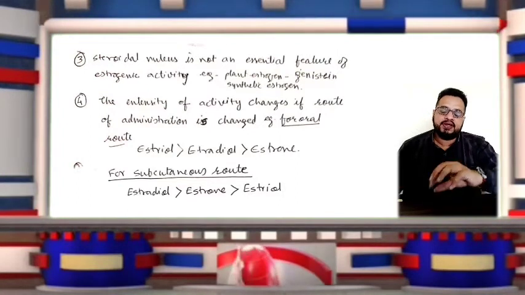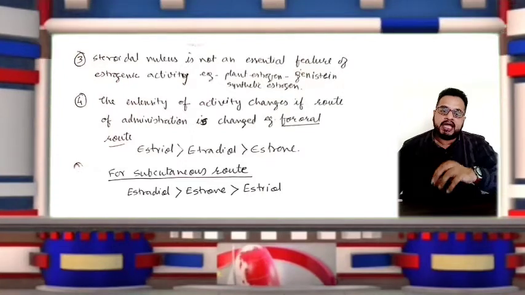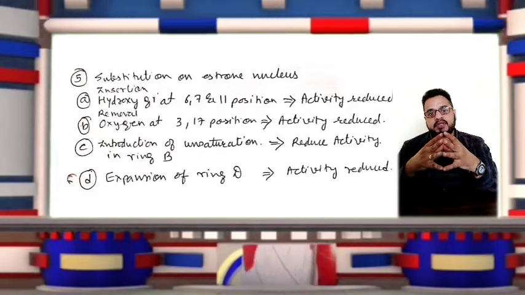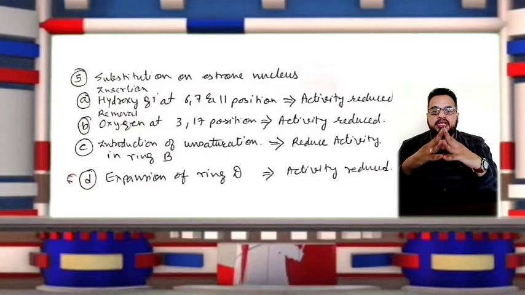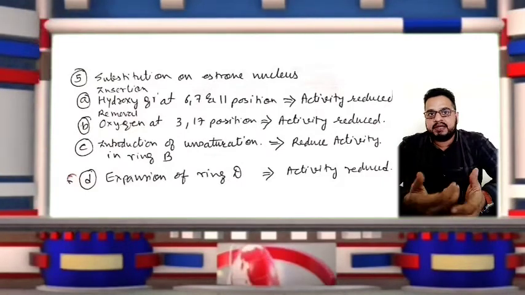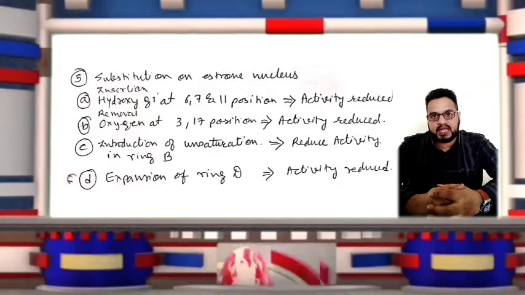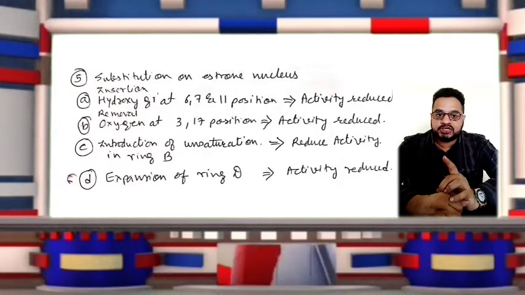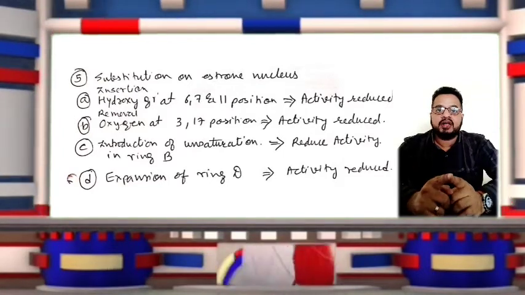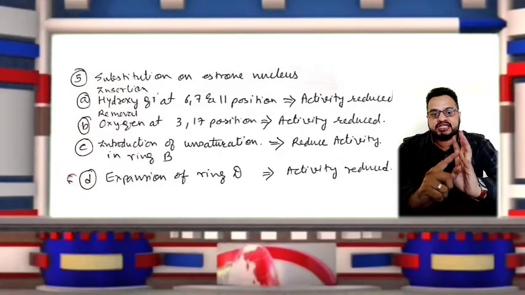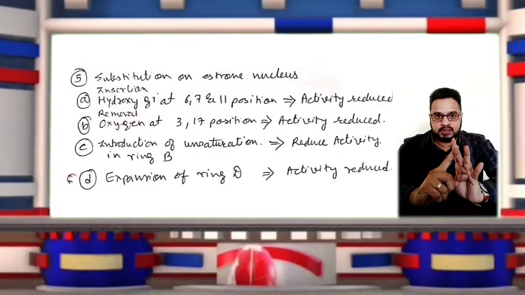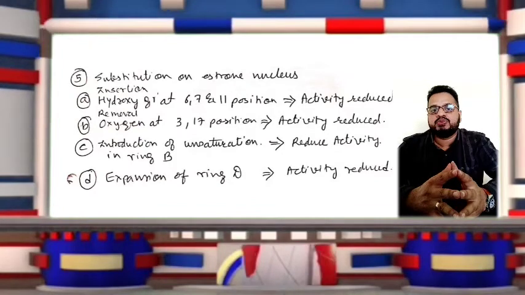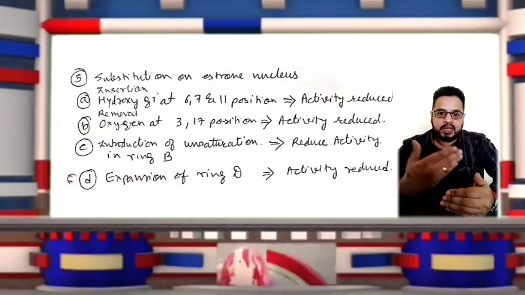Even the substitutions on the estrogen ring bring about a change in the activity. Say, if there is an insertion of a hydroxy group at position 6, position 7, or even at position 11. I repeat once again, the substitution on the estrogen ring, where the hydroxy group is at the 6th position, 7th position, or 11th position. Please keep the ring structure of estrogen in front of you so that you can easily relate to what I am telling you. Three or four things I am going to tell you in one go.